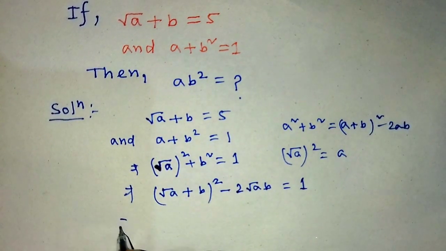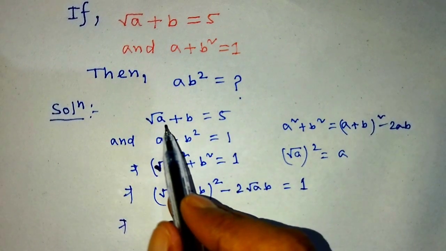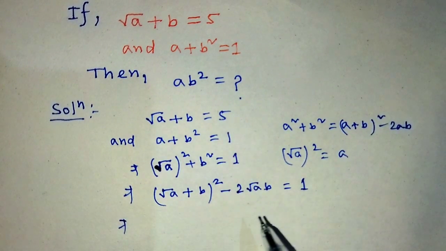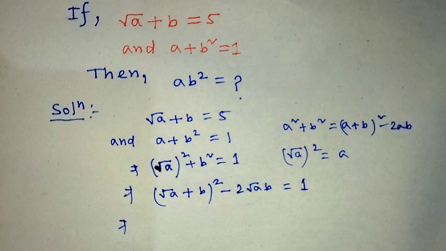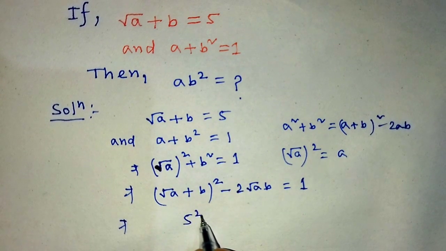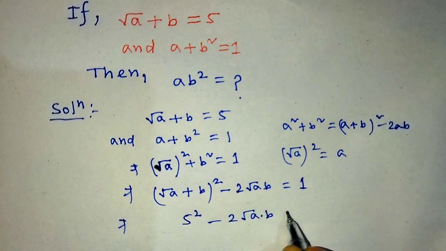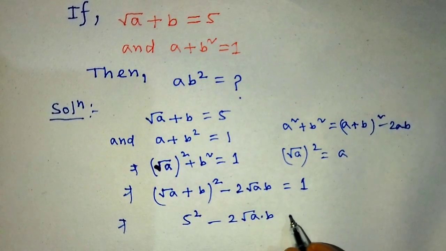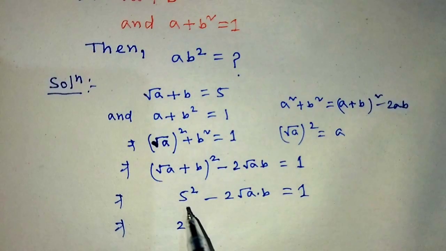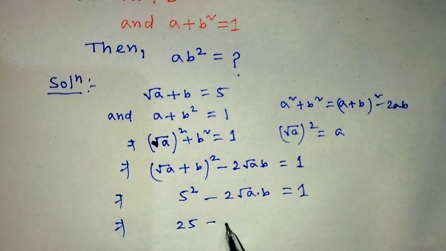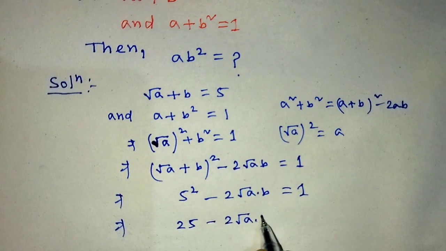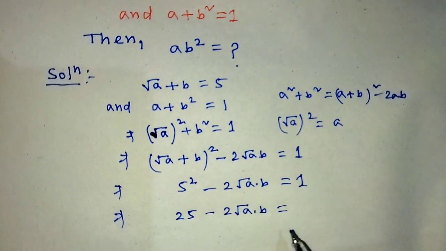Okay, so student, after that we have to put the value of root over of a plus b is equal to 5 on the left hand side in this equation. So we can write in here 5 to the power 2 minus 2 into root over of a into b is equal to 1. Okay student, so my dear, we have to write in here 25. The square of 5 is 25. Okay, so minus again we have to write 2 root over of a into b is equal to, on the right hand side again we have to write 1.